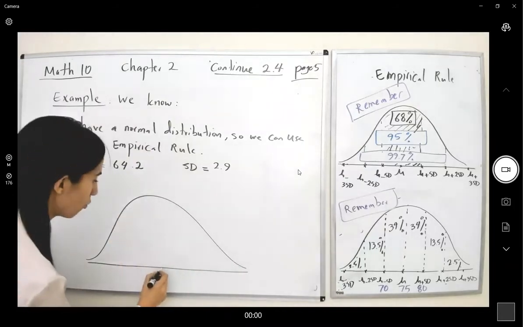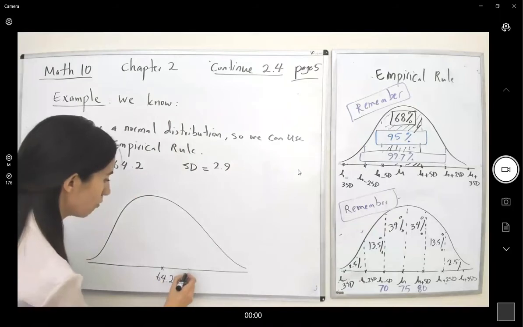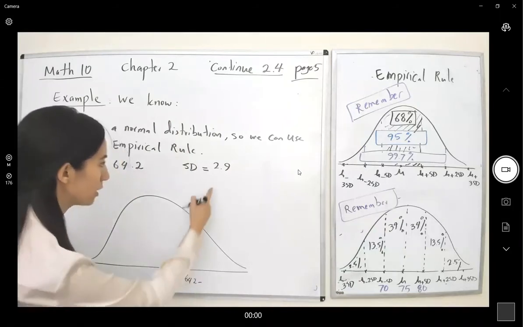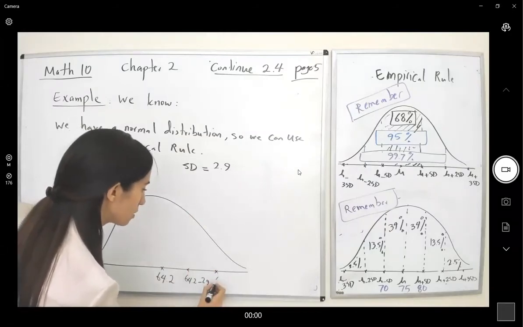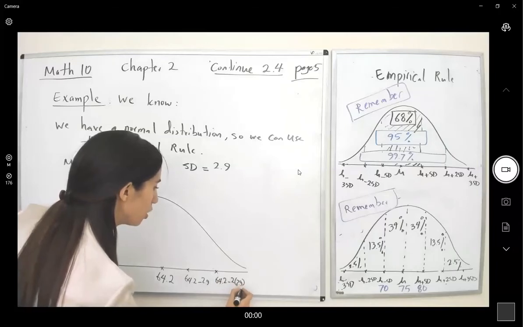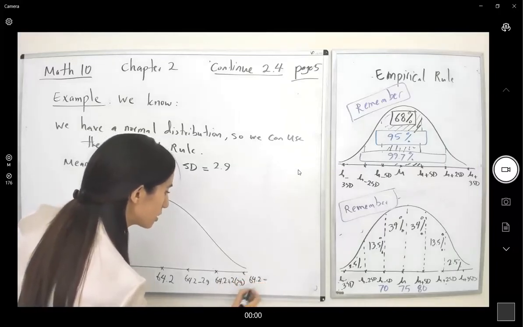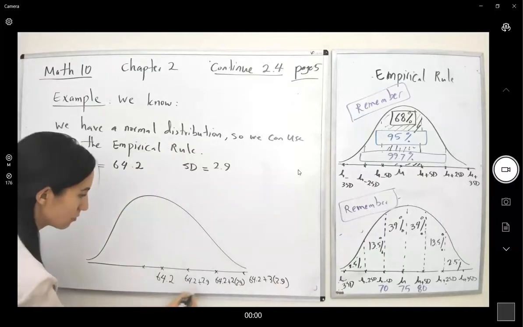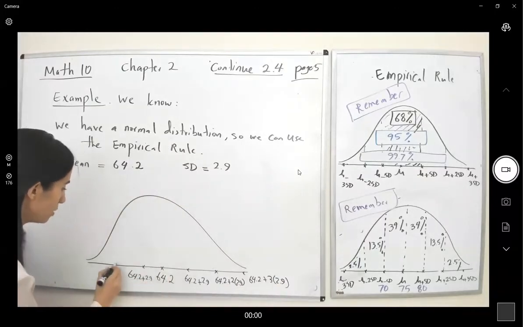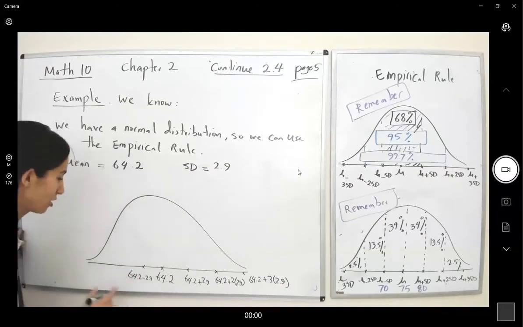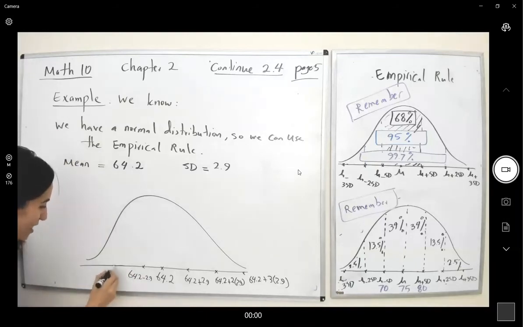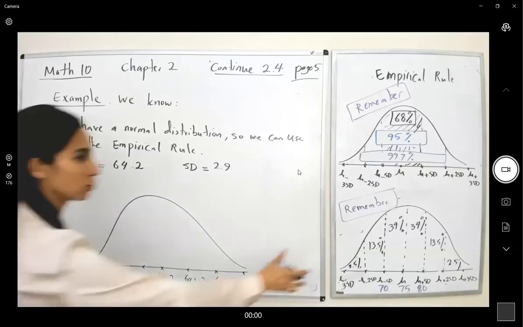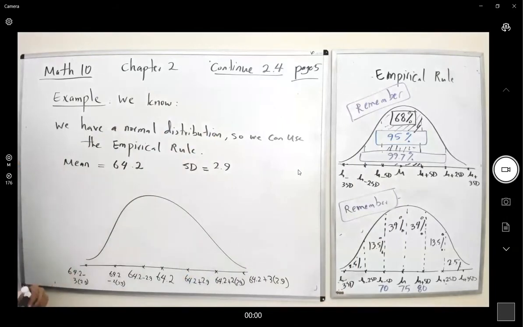This is our mean, 64.2. One standard deviation, 64.2 plus 2.9, 64.2 plus 2 times 2.9, and 64.2 plus 3 times 2.9. And on the left-hand side, we start subtracting. 64.2 minus 2.9, 64.2 minus 2 times 2.9, and finally we have 64.2 minus 3 times 2.9. So we are using the empirical rule to write these numbers and answer the question.